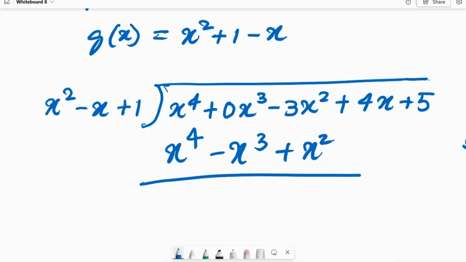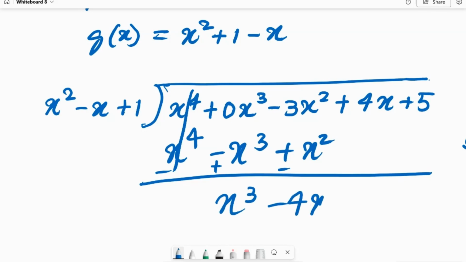Now change the signs. This would be minus, this would be plus, this would be minus. And my x power 4 minus x power 4 is 0. 0 x cube plus x cube is x cube. Minus 3x square minus x square is minus 4x square. Bring this term down, 4x.